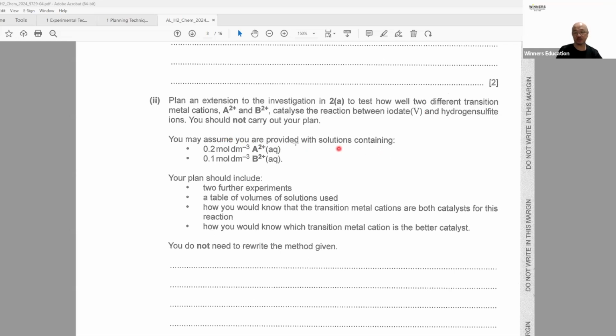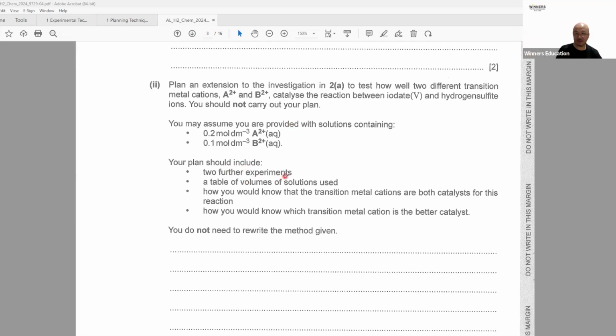You may assume you are provided a solution containing this concentration of 2+ ions. 2 different ions, maybe iron(II), cobalt(II). Transition metal, right? Your plan should include 2 further experiments, a table of volumes of solution used, and how you will know that the transition metal cations are both catalysts for this reaction. Good question. Of course, how do I know something is a catalyst?